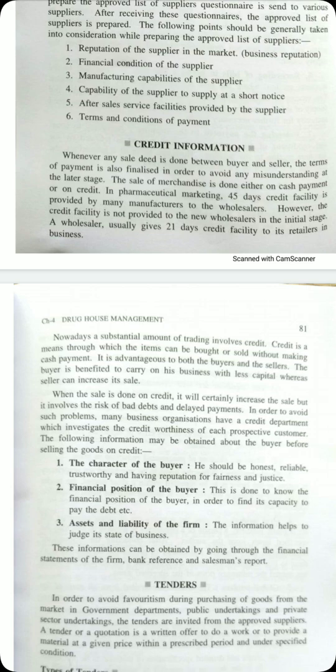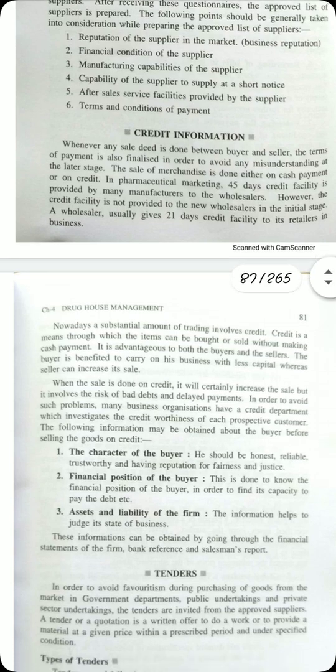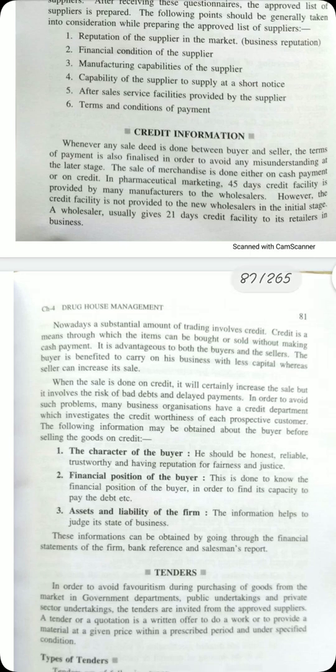Wholesalers usually give a 21 days credit facility to retailers in the business. So this is the main point: the wholesaler usually gives a 21 days credit facility. How many days? 21 days credit facility to the retailer in the business. And in pharmaceutical marketing, a 45 days credit facility is provided by many manufacturers to the wholesaler.